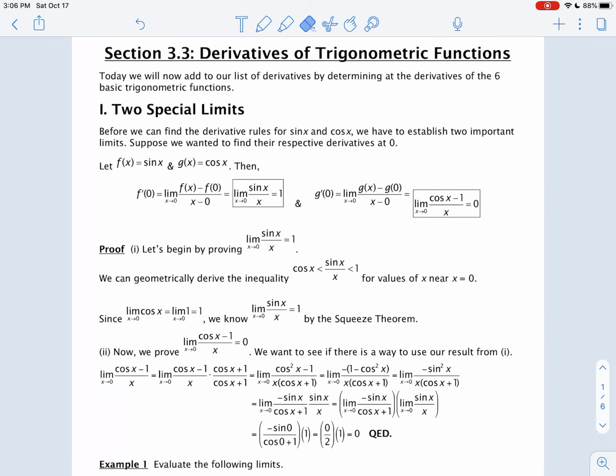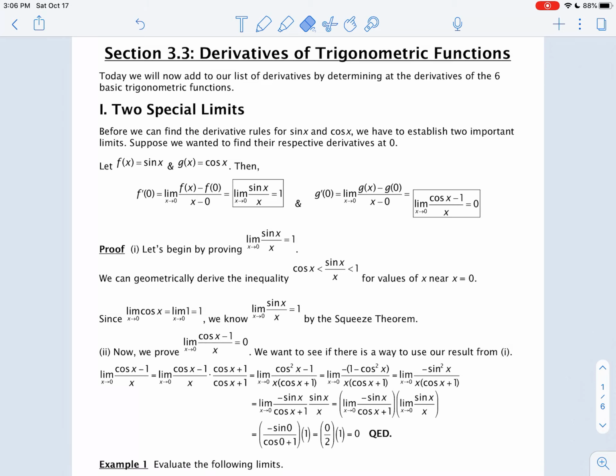Hello again. We are studying Calculus, Early Transcendentals by James Stewart, and we're on the topic of derivatives. Today we're going to talk about section 3.3, derivatives of trigonometric functions. We're first going to find the derivative of sine and cosine, and then to find the derivatives of the four other trigonometric functions, we're going to use the fundamental trig identities and the quotient rule for derivatives to derive those.